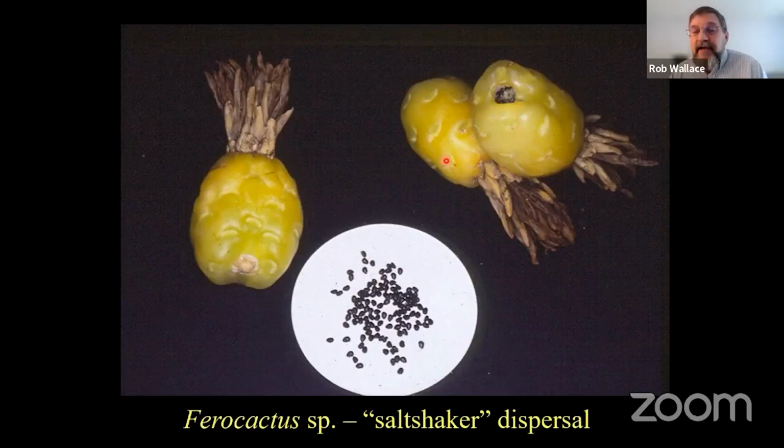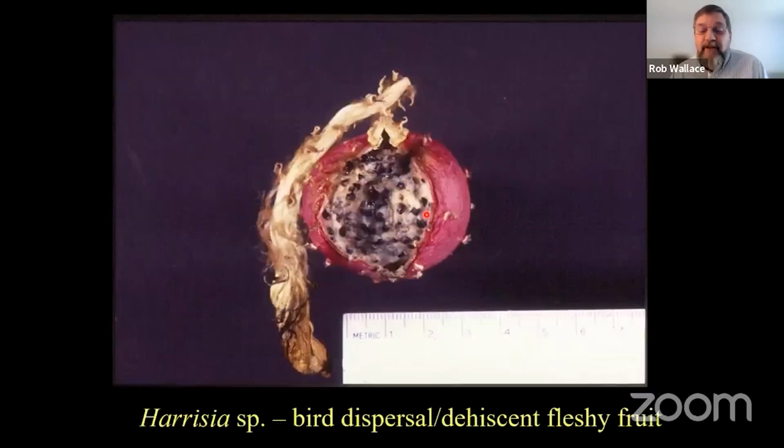My friend Nigel Taylor in England was describing this mechanism, and because of this opening, this pore that was created by the removal of that pith material, he called this the pith pore example of salt shaker dispersal. So take that for what it's worth.